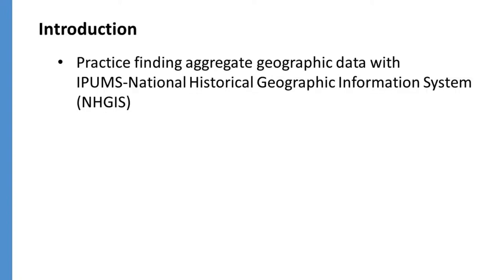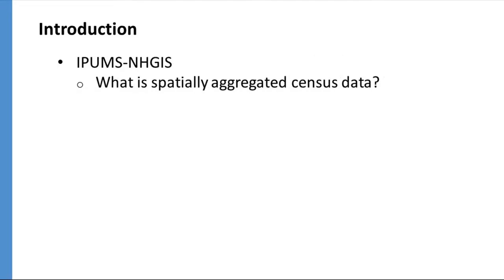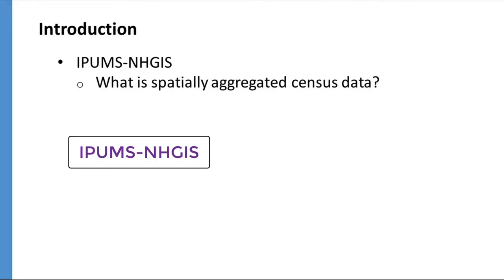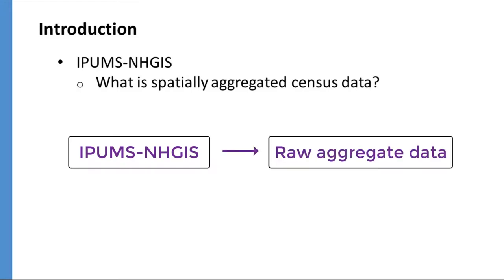In this video, we're going to practice using the IPUMS National Historical Geographic Information System repository. This repository is unique in that it provides access to spatially aggregated census data, which is data that summarizes individuals within particular areas. To protect anonymity, IPUMS-NHGIS only provides access to raw aggregate data. No individual level records are included within this repository.